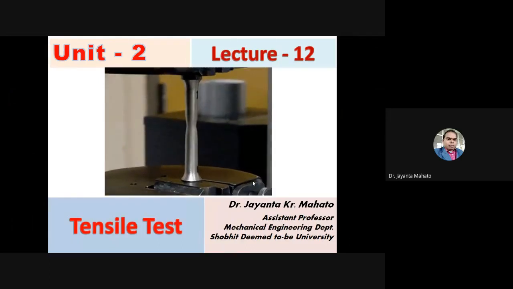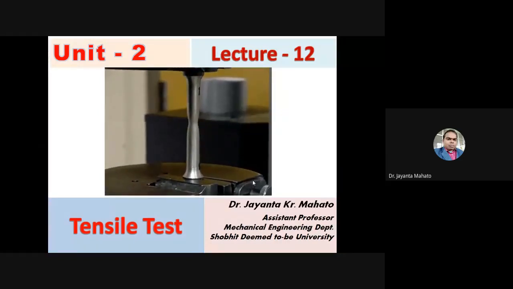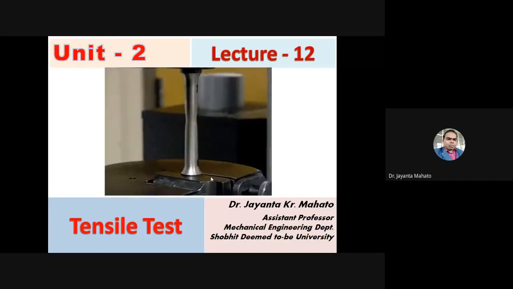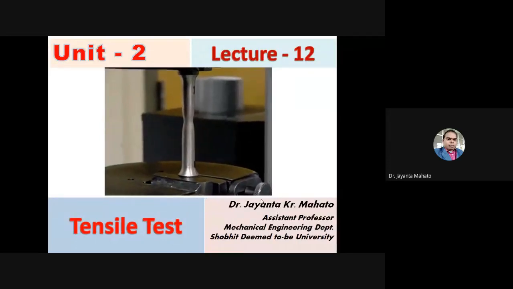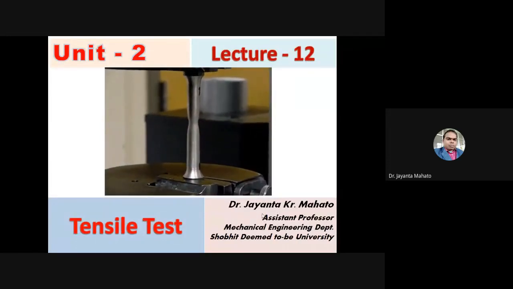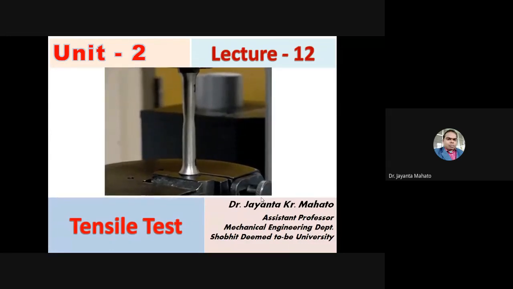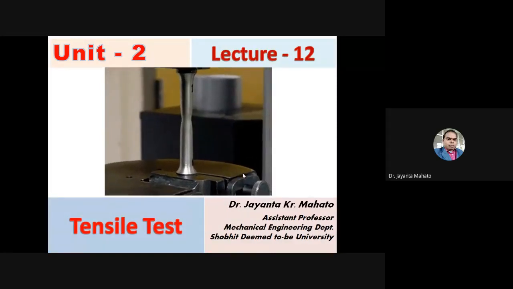And from a tensile test, what mechanical properties can be calculated? Okay, so this is the tensile test. How can a tensile test be performed, and what mechanical properties can be calculated from a tensile test? So, first of all, what is a tensile test?